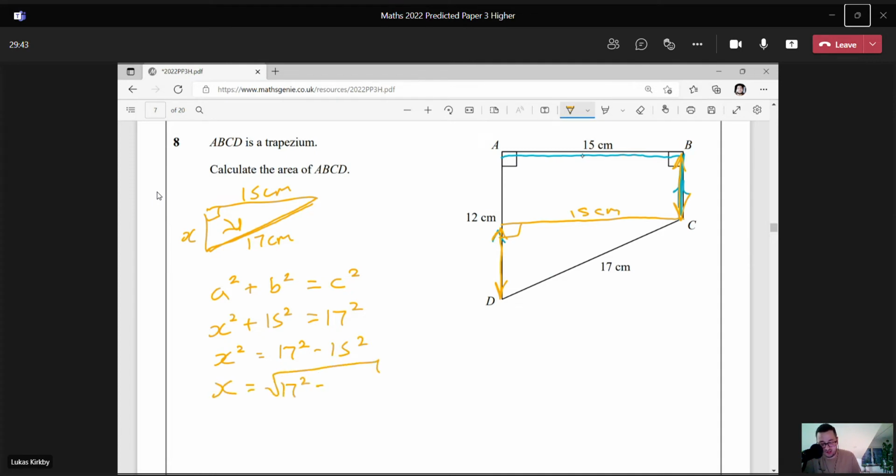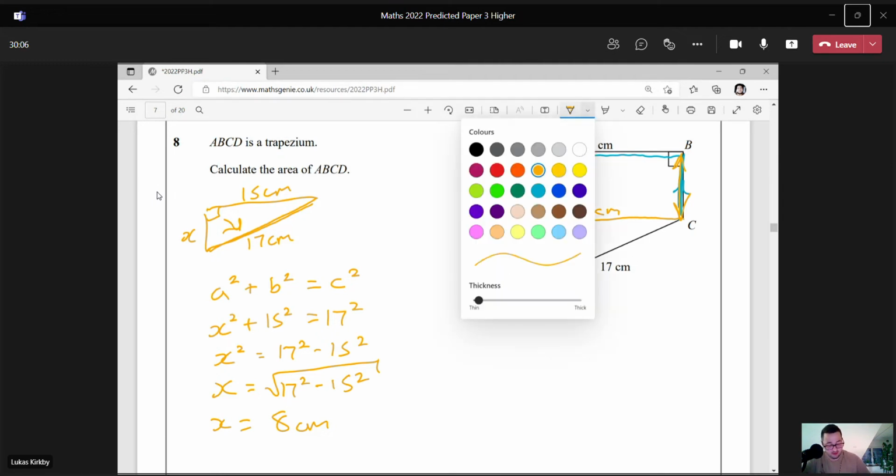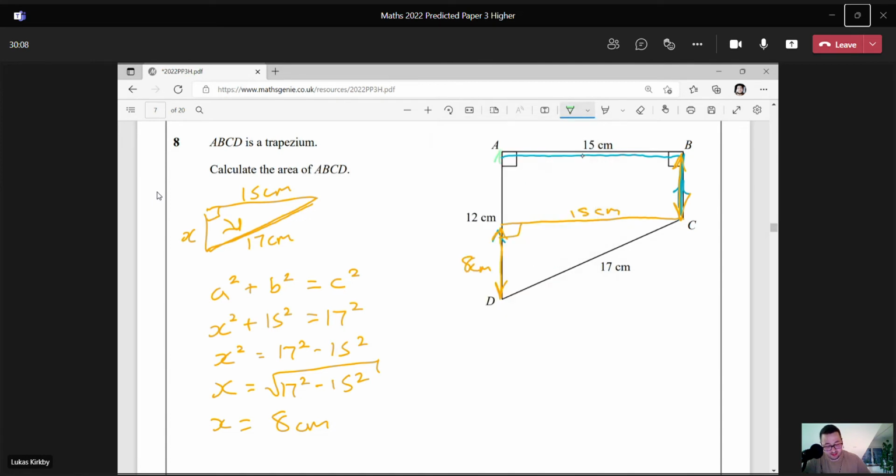So 17 squared minus 15 squared. Again, just do it all in my calculator. Square root of 17 squared minus 15 squared, and we get a lovely answer of 8 centimeters. Great. So this is 8 centimeters, which means that this bit here, let's grab a different colour, to make up the 12, must be 4 centimeters. And so that must be 4 centimeters as well.